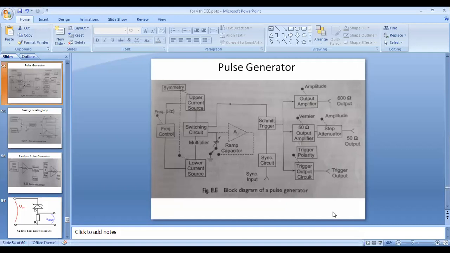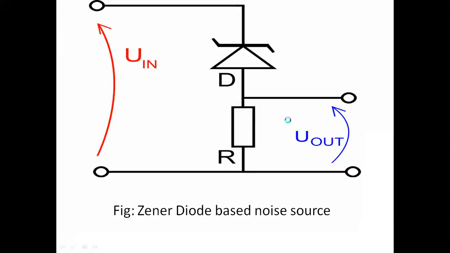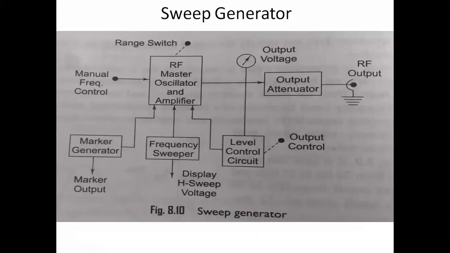The next one is the sweep generator. So what is the sweep voltage? How is it different from the triangular wave signal? How can we differentiate the sweep signal? A sweep signal produces a sinusoidal output signal.